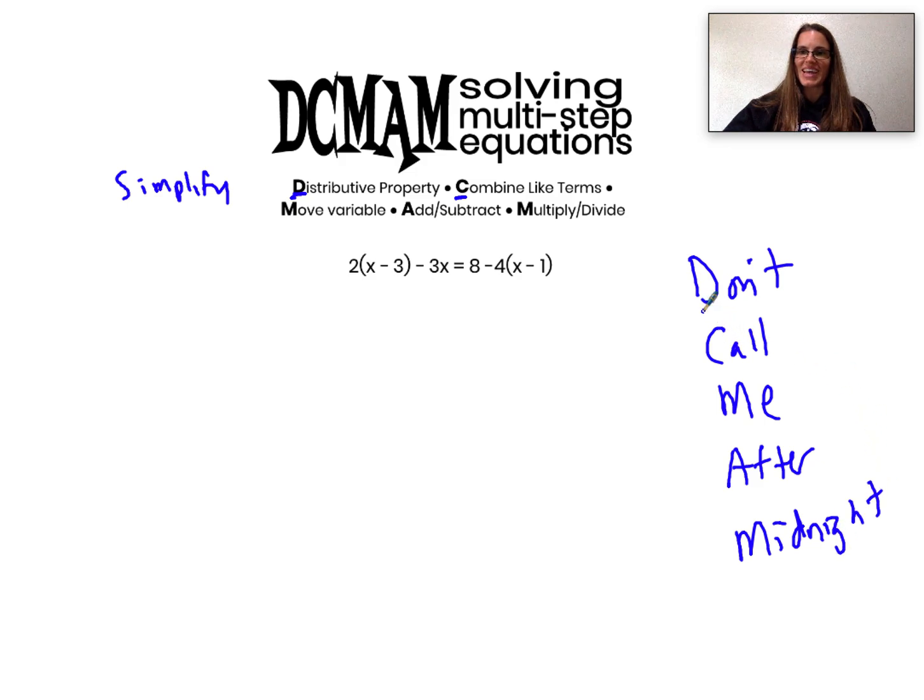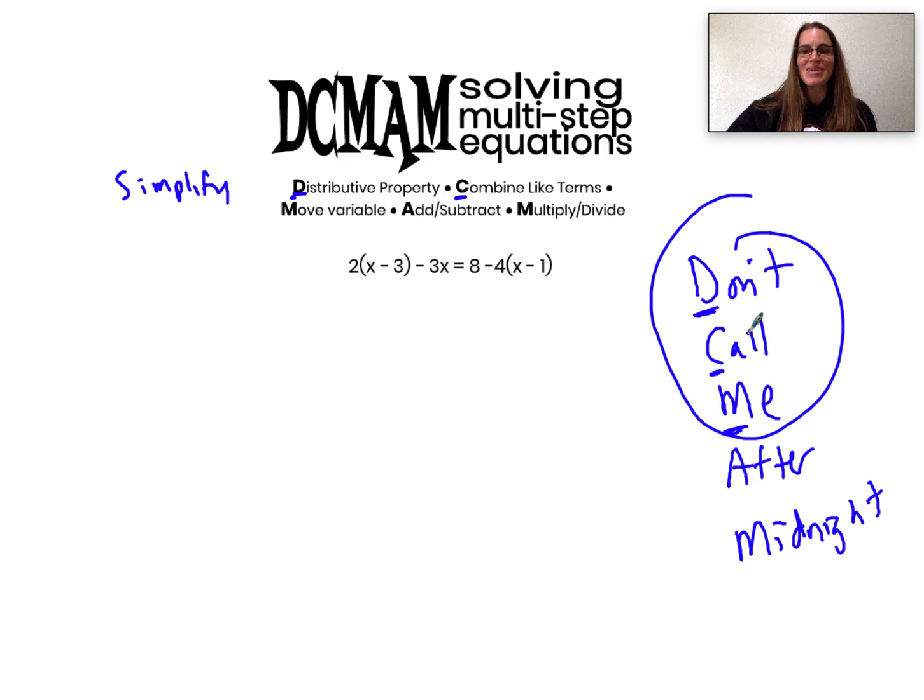Don't call me after midnight helps me remember that I use the distributive property, then I combine like terms, and then I move the variable. After that point, I have a two-step equation, and hopefully you know how to solve a two-step equation. So the important part here is the don't call me. Remember, don't call me: distributive property, combine like terms, and then move the variable.